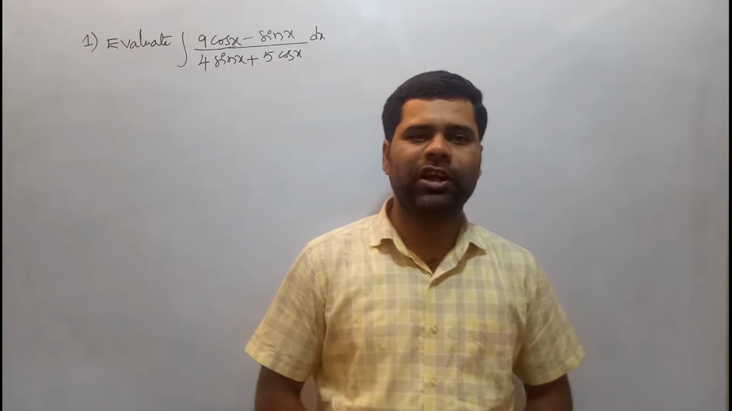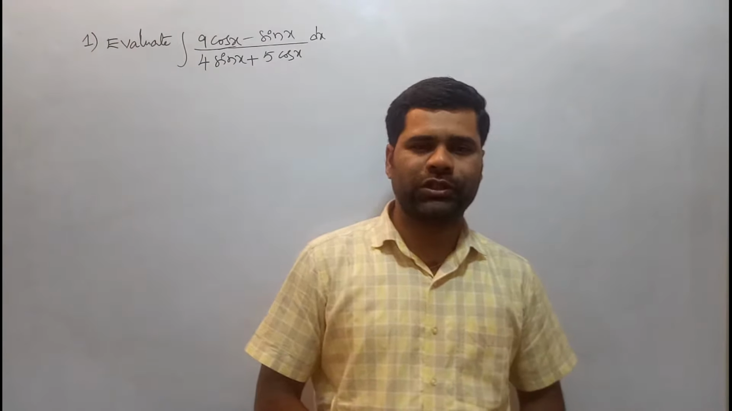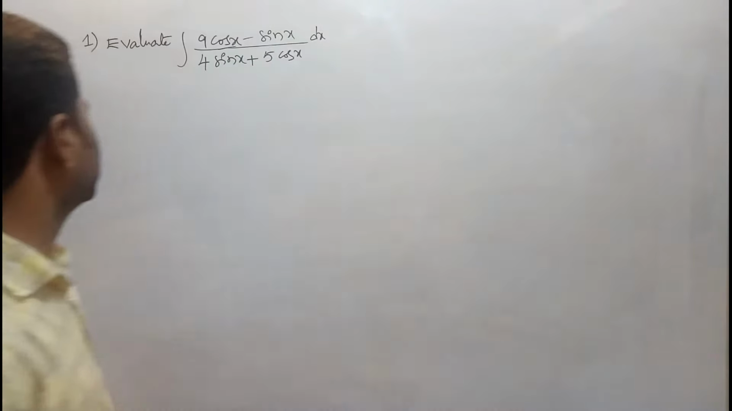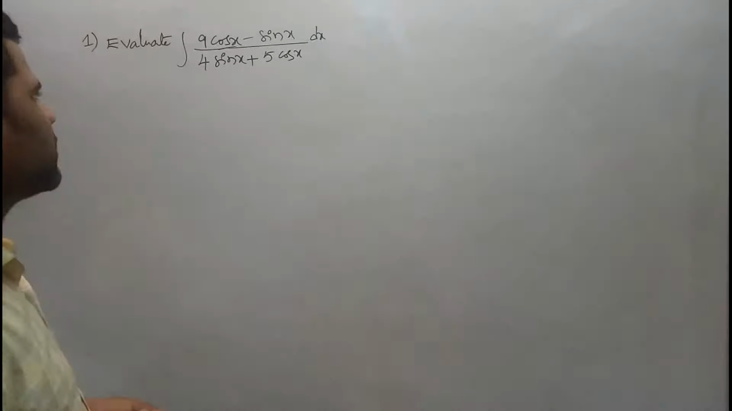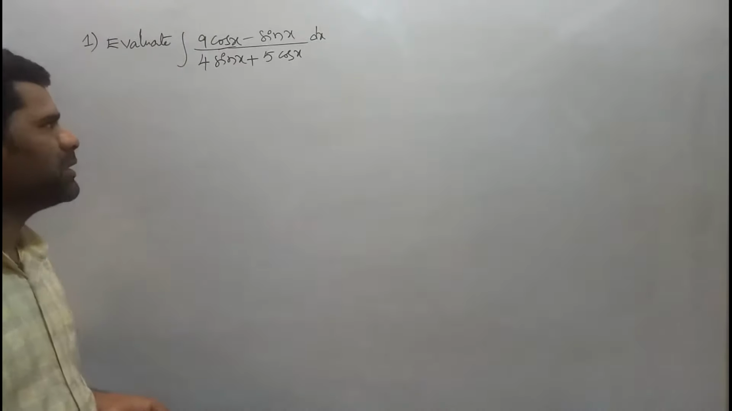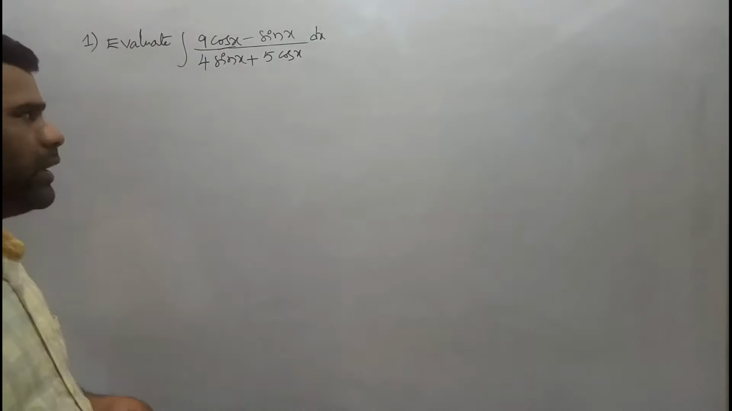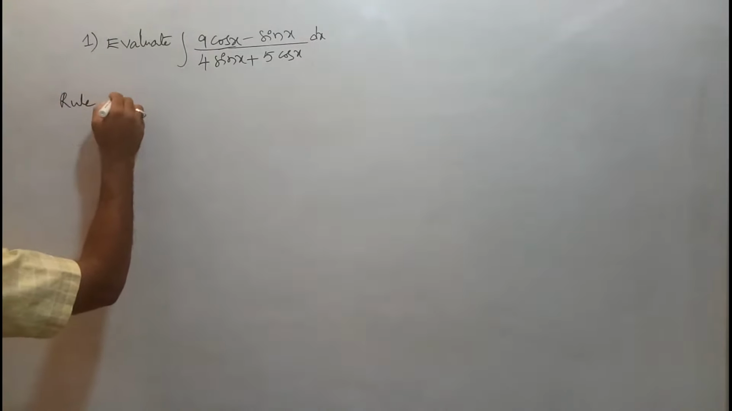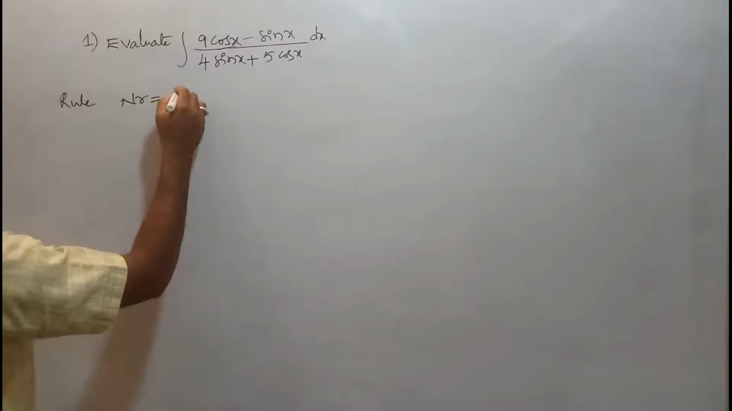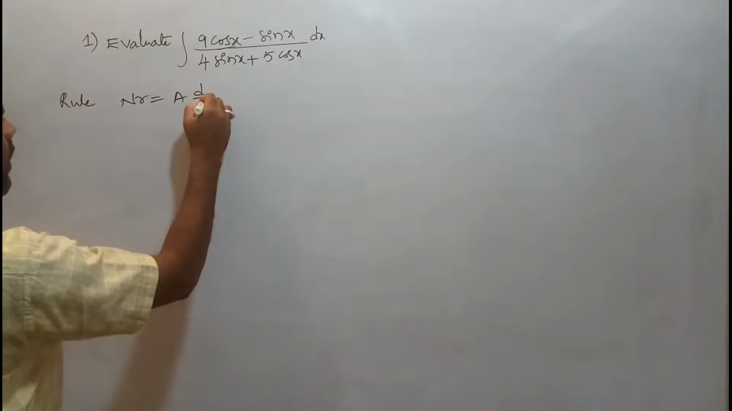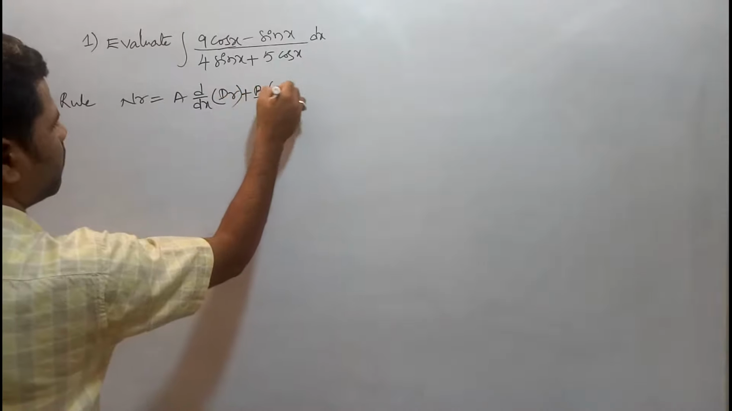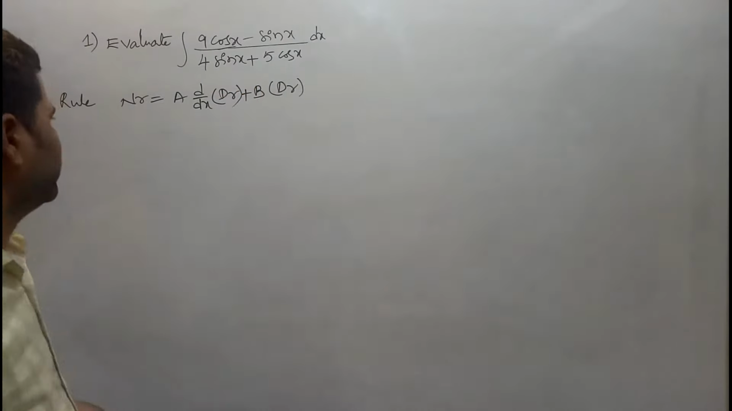Today's topic is indefinite integral. 7-mark questions, very important for the board exam. Now, the first question is integral of (9 cos x minus sin x) by (4 sin x plus 5 cos x) into dx. The rule for this: numerator is equal to a d by dx of denominator plus b of denominator.